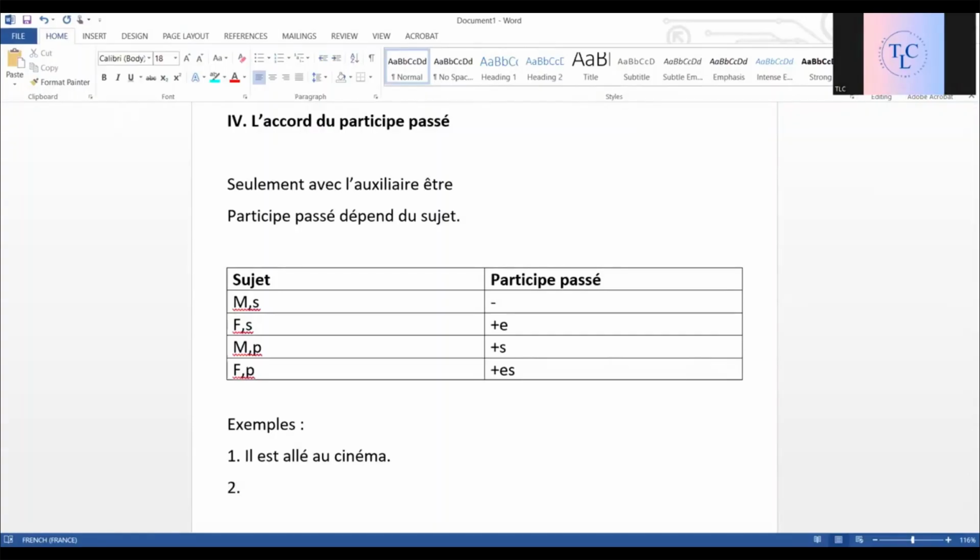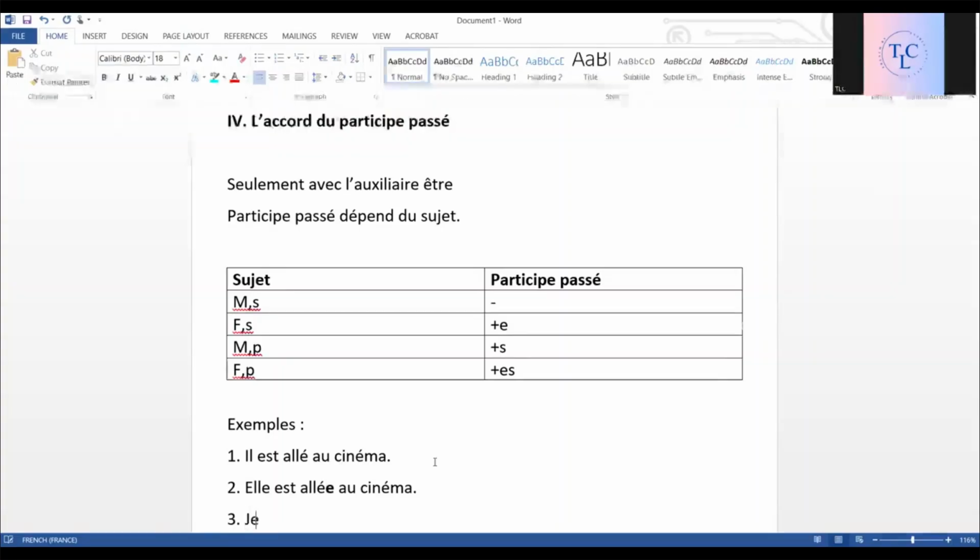Okay. If it is elle est allée au cinéma, then what do we do? The auxiliary verb is être, so the past participle depends on the subject. So we add something here. The subject is elle, so it is féminin singulier, so we add an extra e.